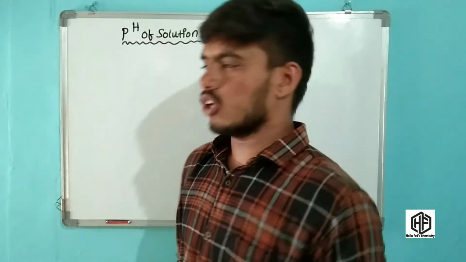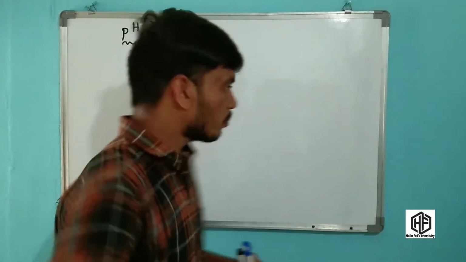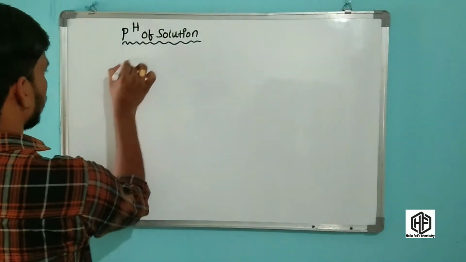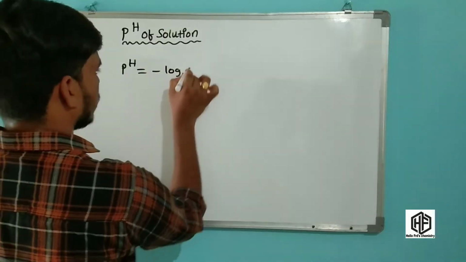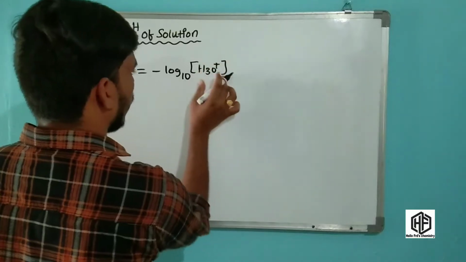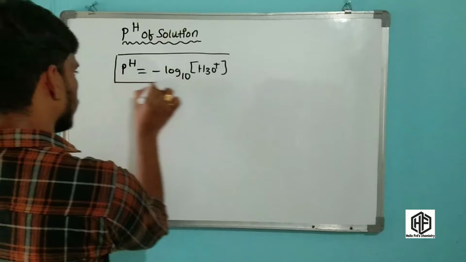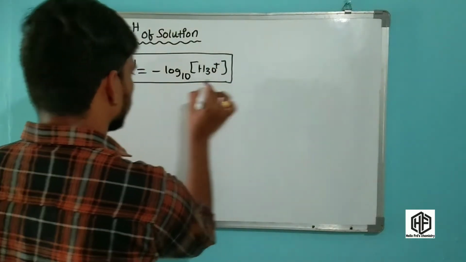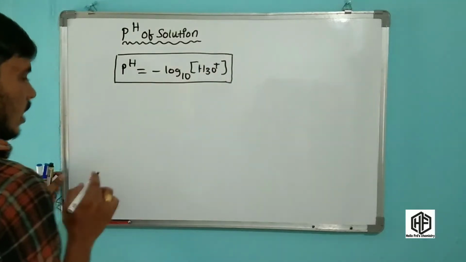Friends, pH of solution is a very important topic in competitive exams. Now pH, friends, is equal to minus log base 10 of the concentration of hydrogen ion or hydronium ion. This is called pH. pH is equal to minus log base 10 concentration of hydronium ion.